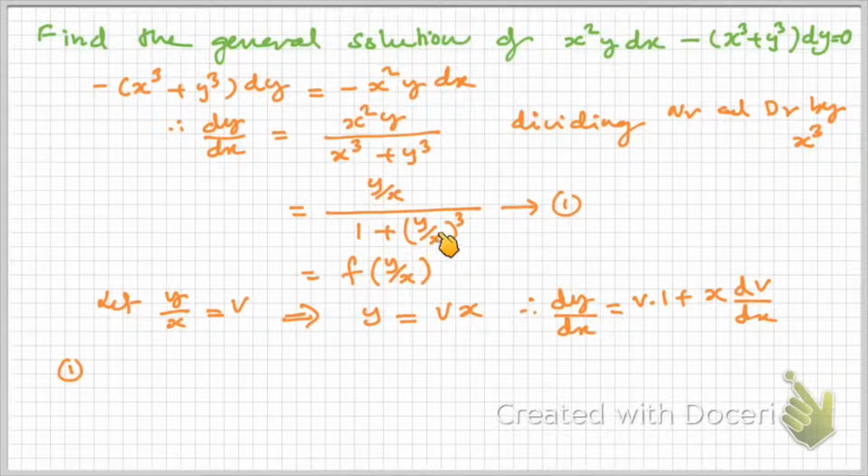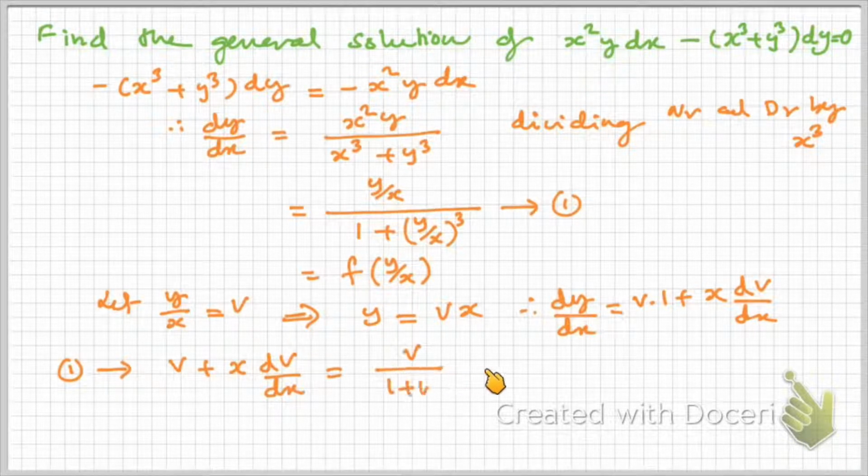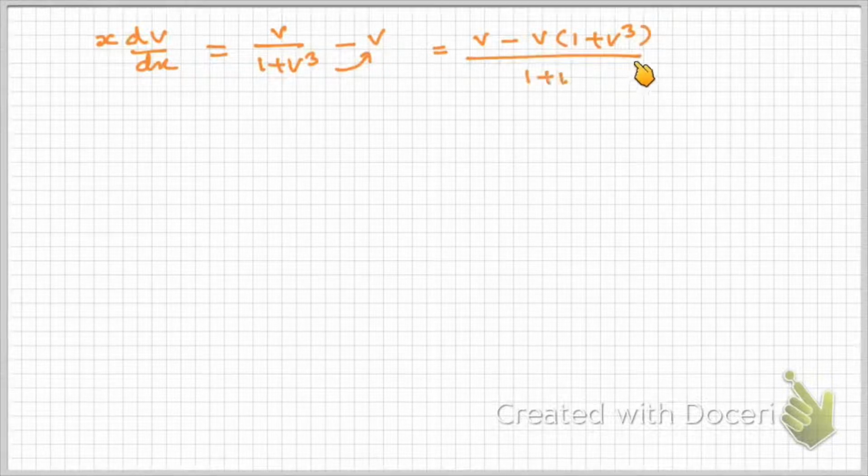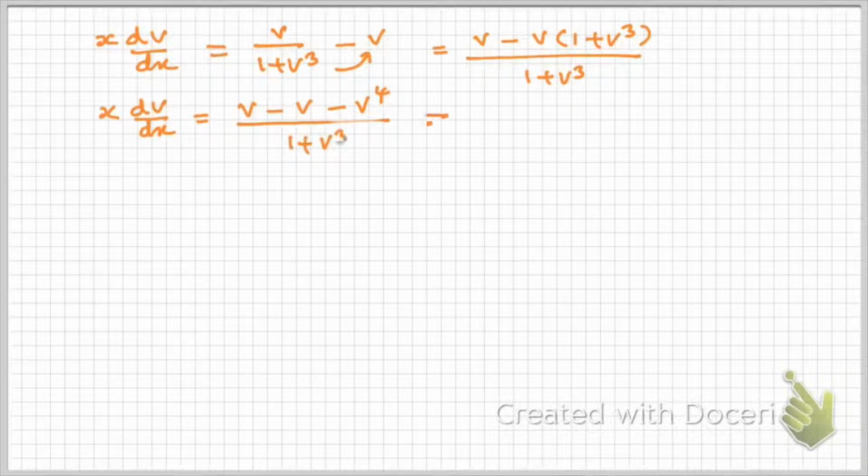So all these will go back into my equation number 1. So dy by dx is going to be v plus x dv by dx. The right hand side is going to be v by 1 plus v cubed. So this is what I get, and now I try to simplify this. The first step is to shift v to the other side, so it becomes subtraction on the right hand side, and then I take LCM. So when I take LCM, I cross multiply, then I open the bracket and try to simplify.